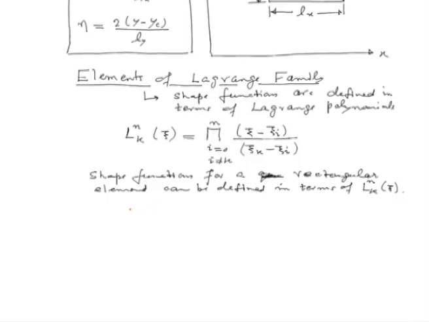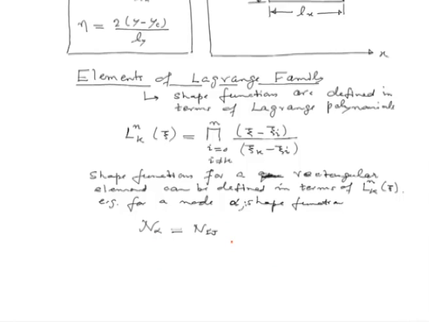That is, for example, for a node A, or let us use this index alpha, the shape function N of alpha can be represented as N capital I capital J, where this capital I capital J can be used to represent which side, left side or right side, and we can assign the integer indices for these ones. Similarly, we can also assign the integer indices for the bottom side and the top side.